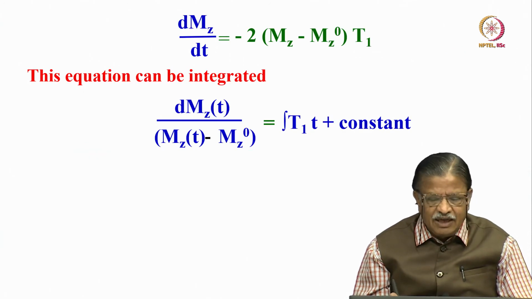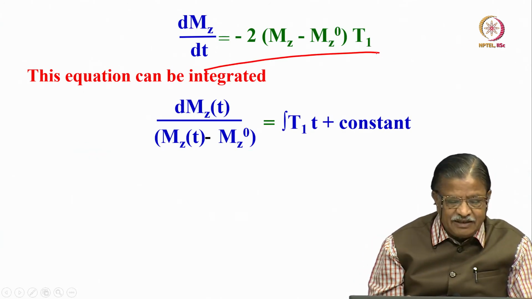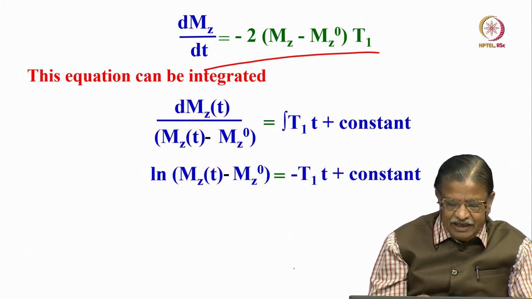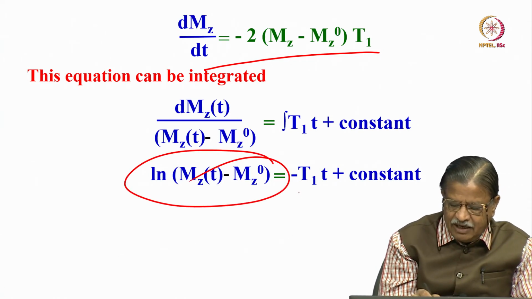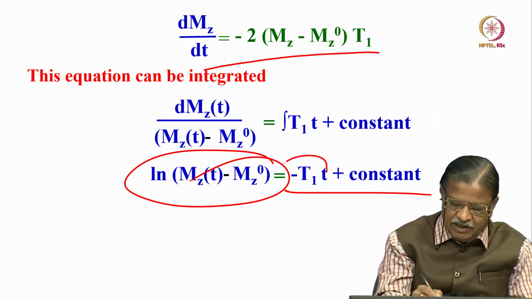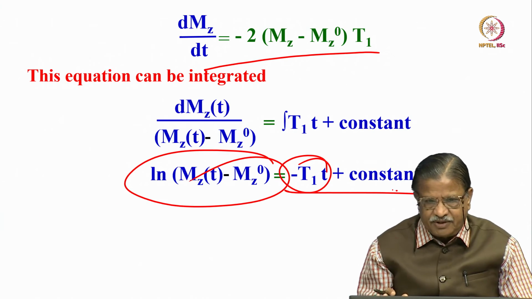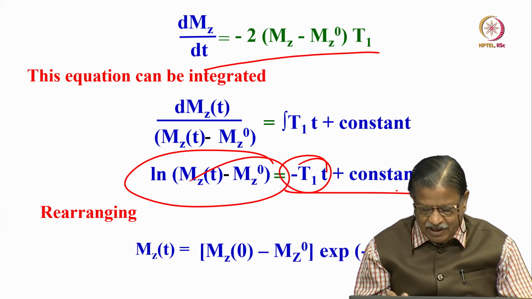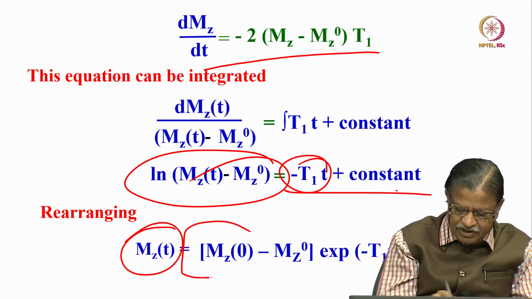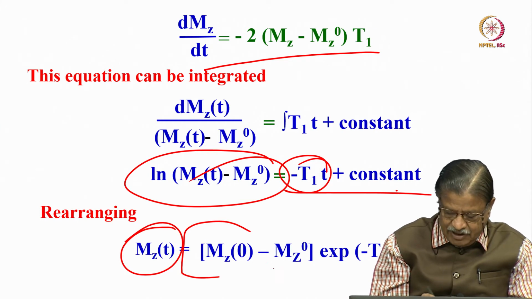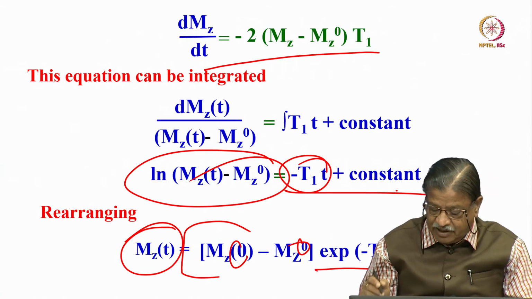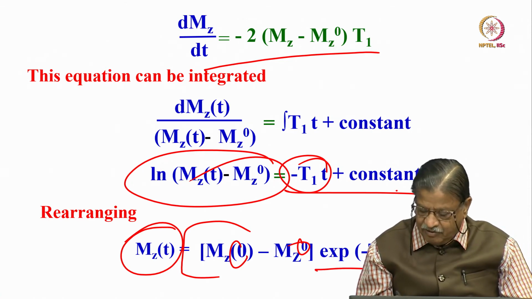Now dMz by dt like this, you can integrate. Very simple. When I integrate this equation, it turns out to be this. I take the logarithm of this, simple calculus you can do. Then it turns out to be minus t by T1 plus a constant. Rearrange the terms. This is all high school mathematics. Mz(t) is now equal to Mz0 minus (Mz at time t equal to 0 minus Mz0) times exponential of minus t by T1.